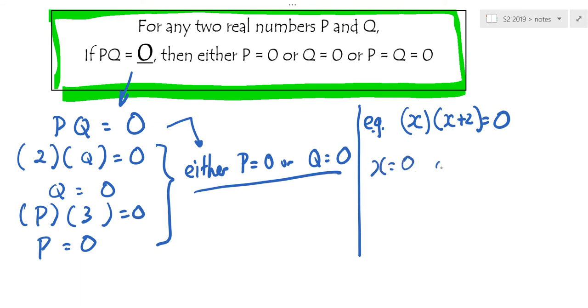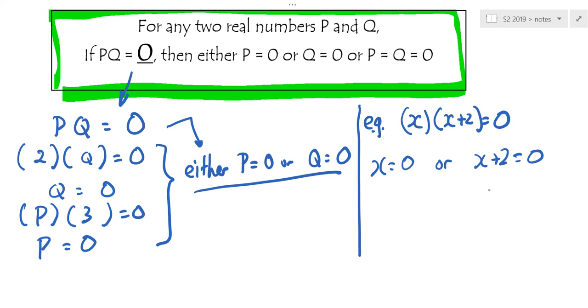Okay, good. So this one will help you to find the value of x. X equals to 0 is the answer already. But x plus 2 equals to 0, how can I write again? One more step to get x. What must I do on both sides? Minus 2. So x equals to minus 2. So this is how you solve for the value of x.